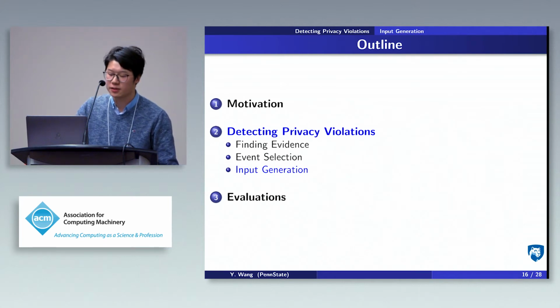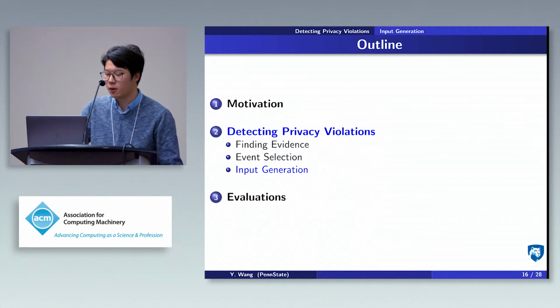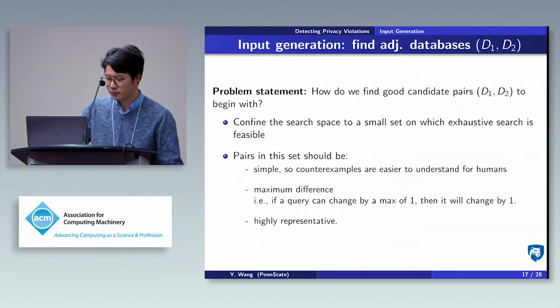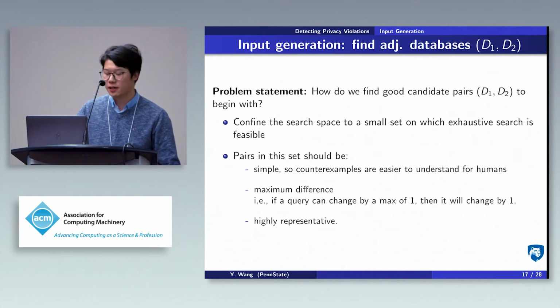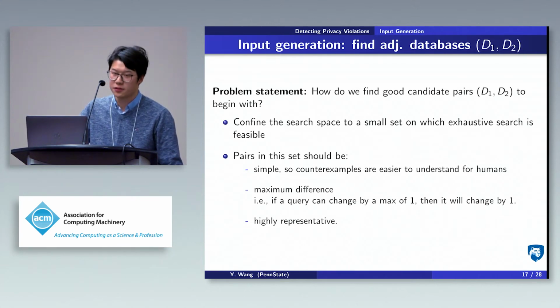The last question to be answered is how we can find good database candidates D1 and D2. The goal of our tool is to provide simple and human-understandable counterexamples for programmers. So we confine the search space to a small set, and we do exhaustive search. Pairs in this set should be representative. That is, they should have the maximum differences. In this way, it is more likely to detect counterexamples and provide better useful hints at the same time.